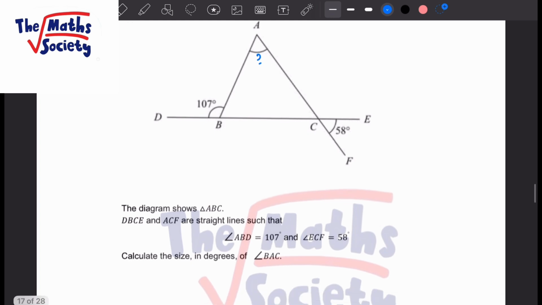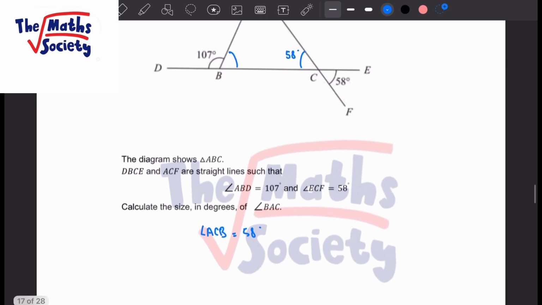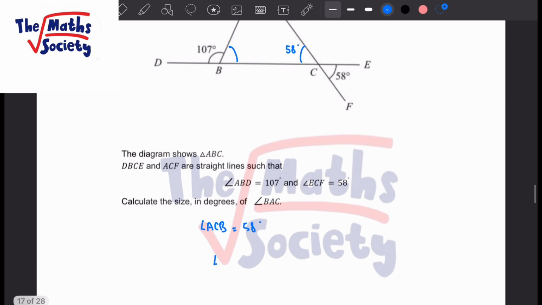So straight on here we can see that this is the opposite alternate, so it will be 58 degrees. So we can just write that angle ACB is equal to 58 degrees. And then here we can see that it's on a straight line, so that means angle ABC equals 180 minus 107 degrees, which means it's going to give you 73 degrees.